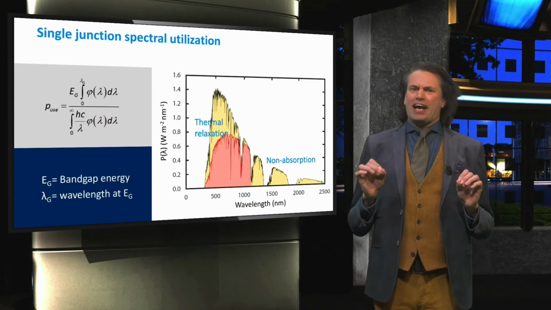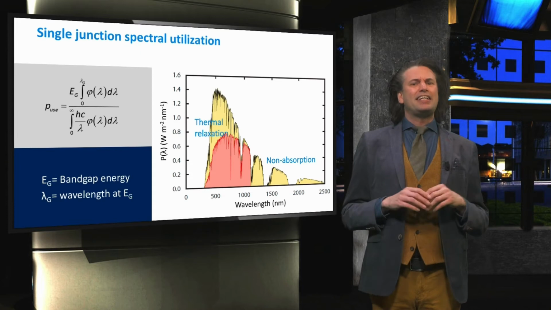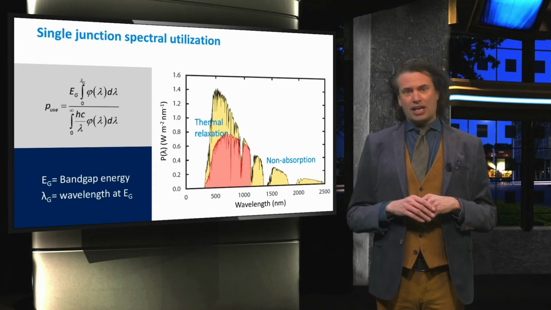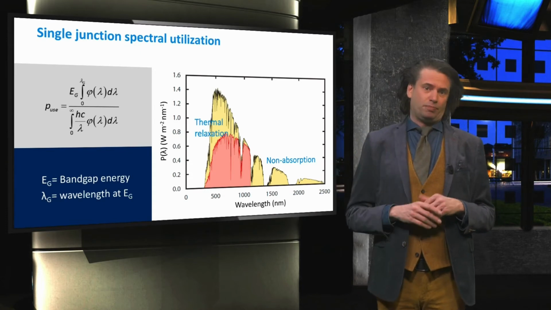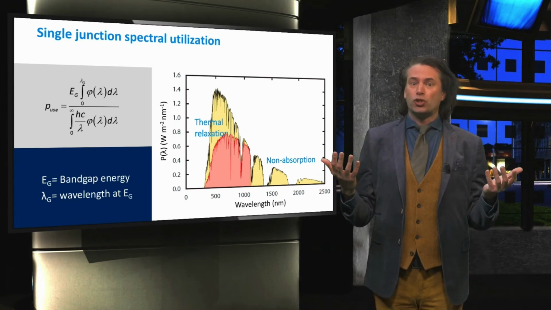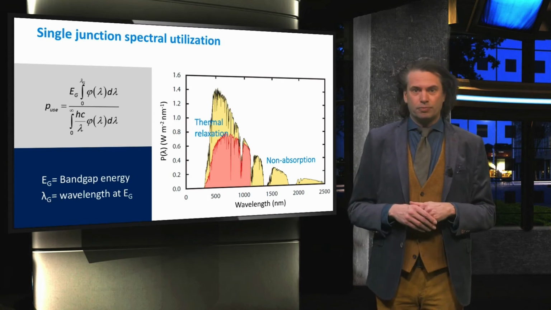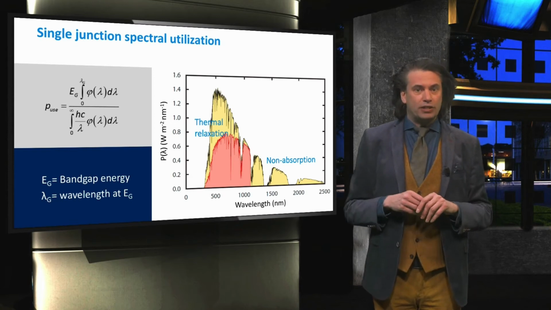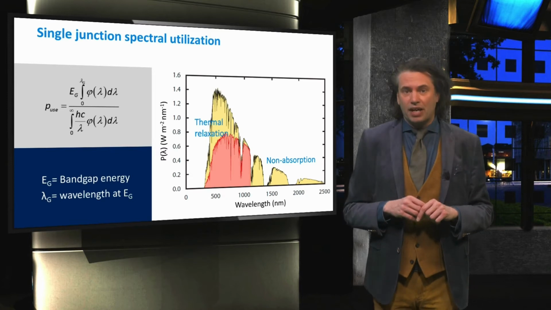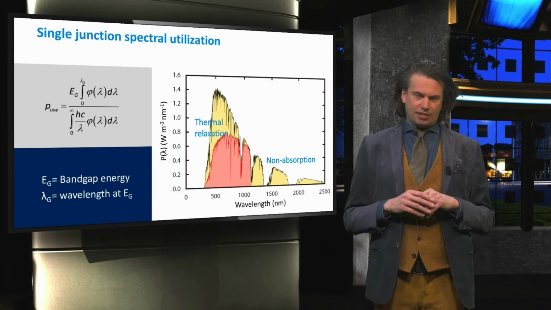From these two effects, non-absorption and thermalization, we can see that there is a trade-off when selecting the bandgap of a solar cell. A large bandgap means high non-absorption losses, while a low bandgap means high thermalization losses. Silicon, for instance, with its 1.1 electron volt bandgap can only use the pink fraction in this image.